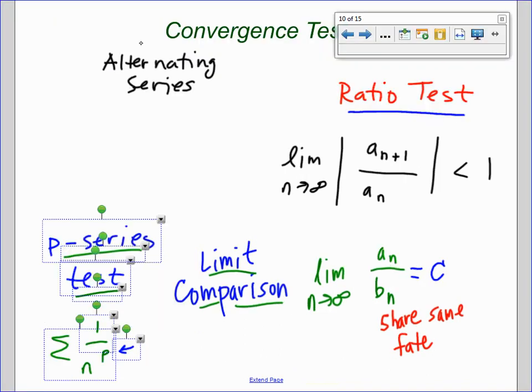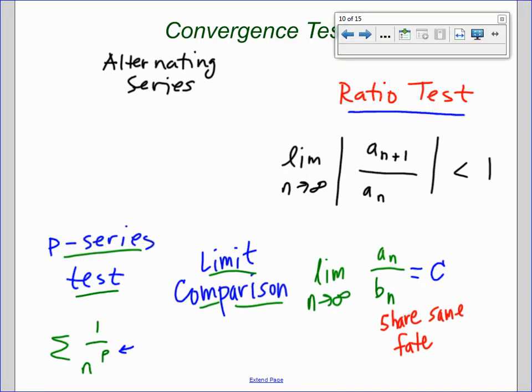For the alternating series test, we had three requirements. Marissa, what are the three? Terms alternating signs. Good. Decrease in magnitude. Yes. And then limit goes to 0. Yep, the nth term approaches 0 in the limit. Absolutely. Good job. So we've got alternating series, ratio, pieces. Are there any others hiding out there that we haven't done?